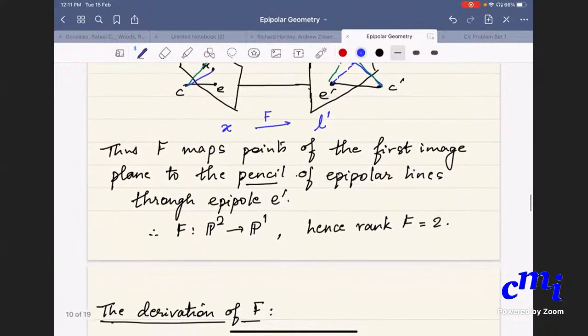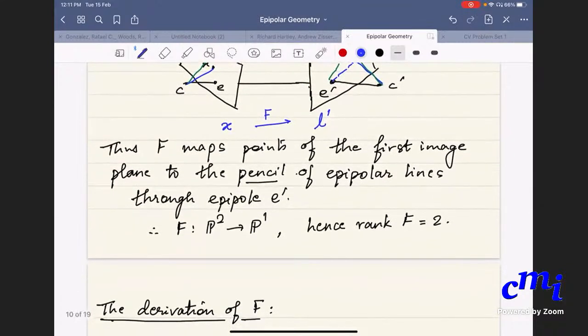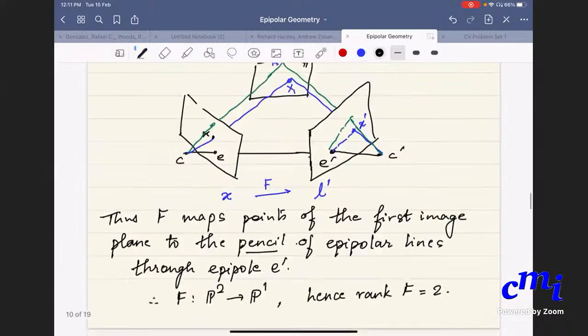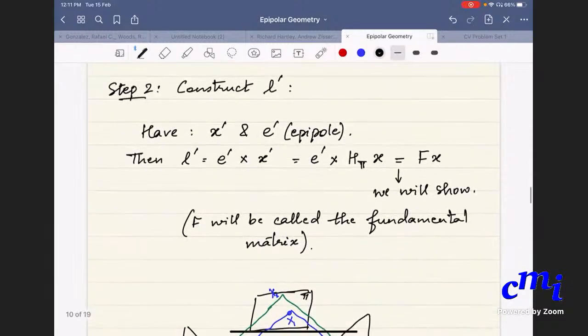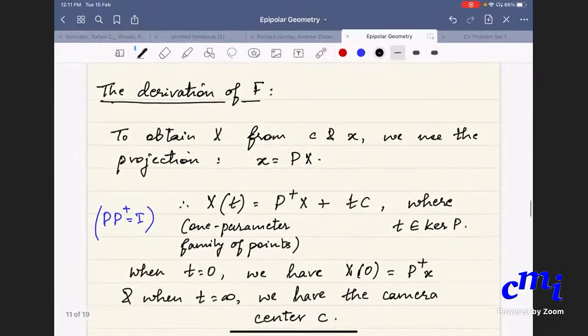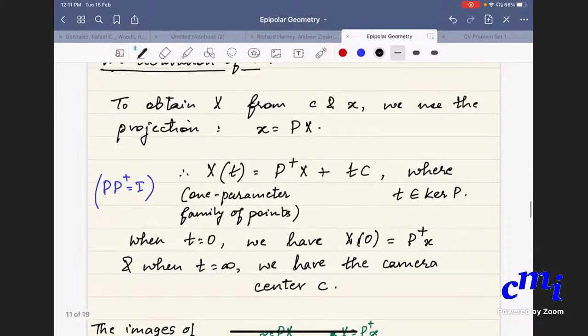This is going to be important, because rank of F being 2 means that F is going to have a non-zero null vector, which will be useful later on. So this is just a small remark that the fundamental matrix that we will compute will have rank 2. Okay, here goes the algebraic derivation.